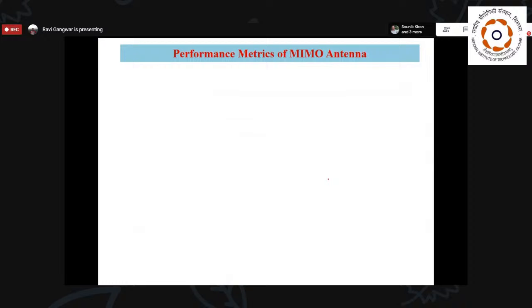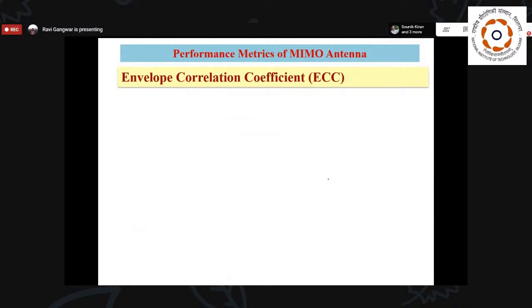Now, the performance metrics of your MIMO antennas. So here the performance metrics means the parameters on the basis of which you are able to compare the performance of your MIMO antennas, or on the basis of which you can see whether that antenna can be useful for practical applications or not. So here we have some important parameters which are useful to define the performance of MIMO antenna systems.